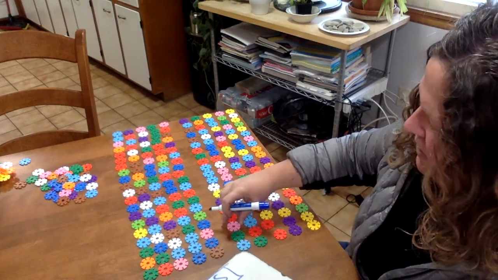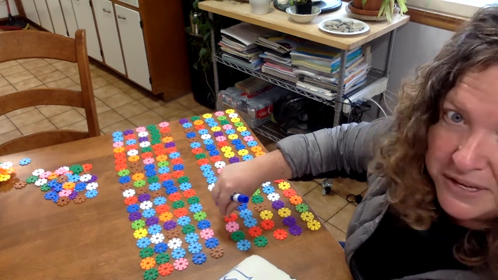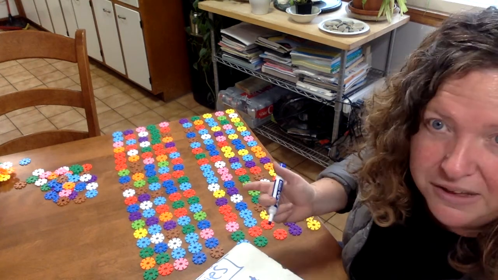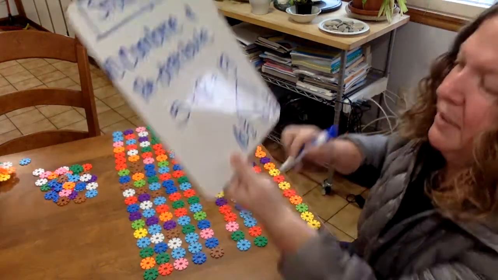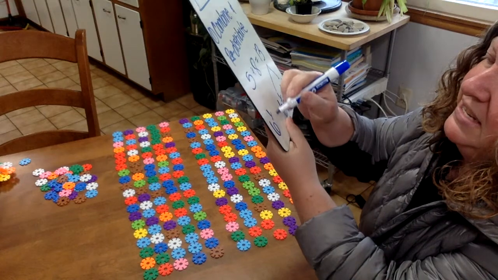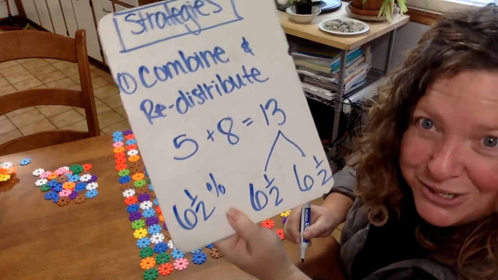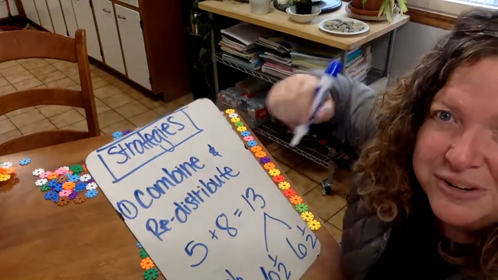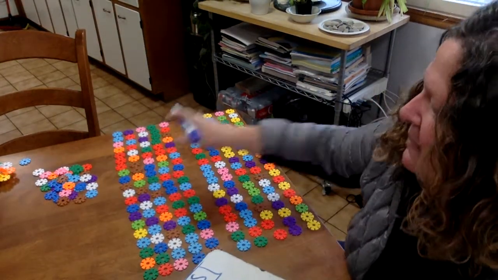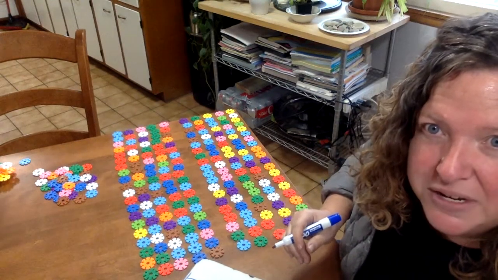Now we can't do that with this. I couldn't take this pink one and cut it in half and take this blue one and cut it in half. But in real life, you can have percents. And I could do that. I just don't want to ruin these toys. But the answer to that one is 6.5%. And that's actually a real answer. You can do that. So that's the combine and redistribute. When you're talking about even numbers of hundreds, that might be a good way to do it.